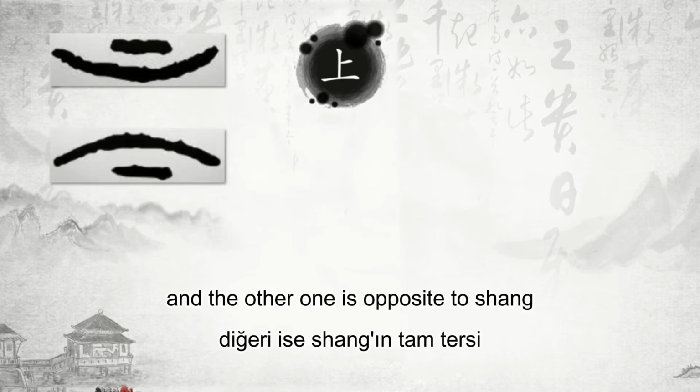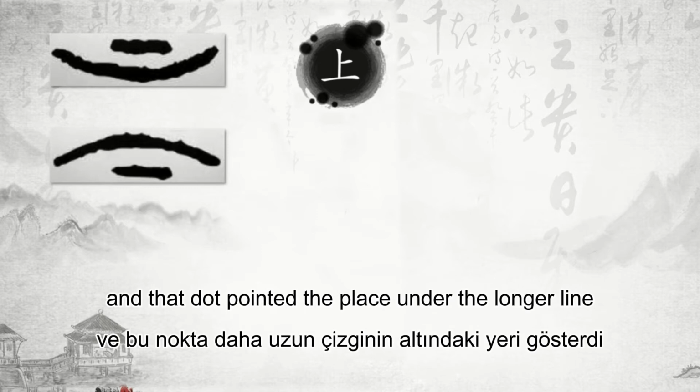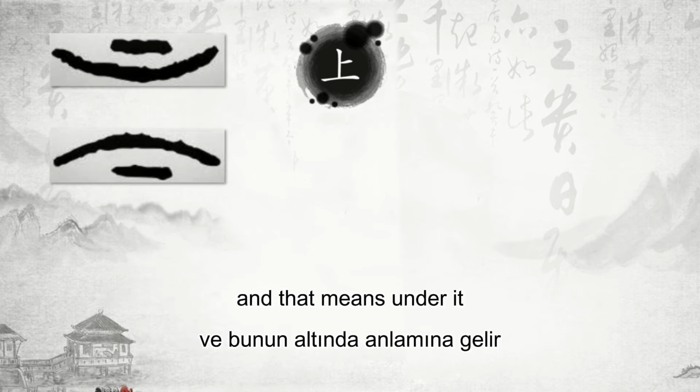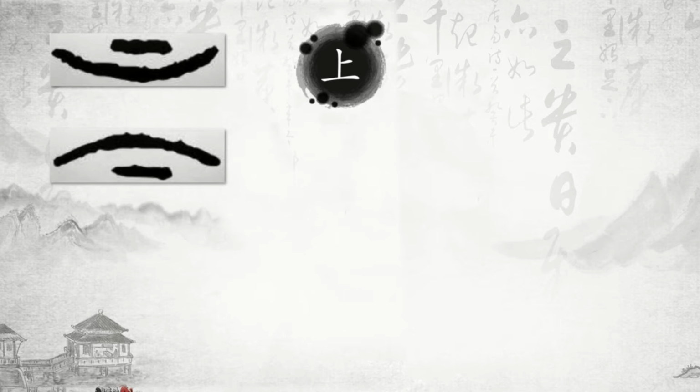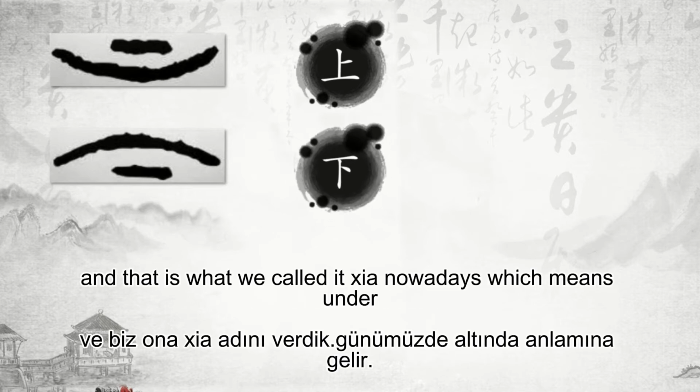And the other one is opposite to shang. The longer line and a dot under it. And that dot pointed the place under the longer line, and that means under it or lower than something, and that is what we call xia nowadays, which means under.